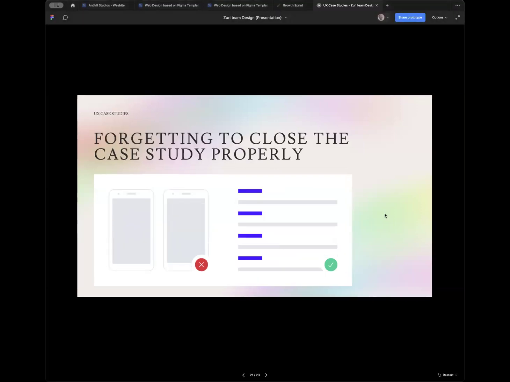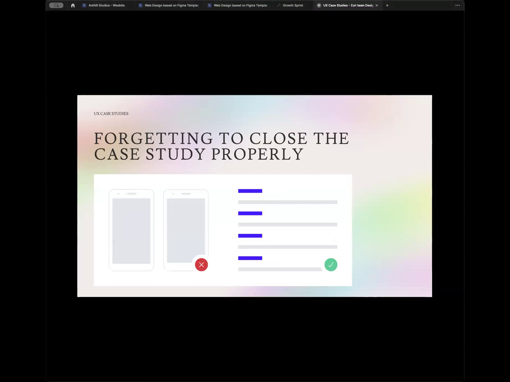Then we have forgetting to close the case study properly. It's very easy to get things wrong at the last minute. You might have written a perfectly good case study, but then you didn't conclude properly, and people are like, where does it end? A case study is not a part one, part two kind of deal where you're like, oh, season 2 is coming. There is no season 2. It's just that. So if you don't close it properly, anybody going through is not going to get the clear picture.